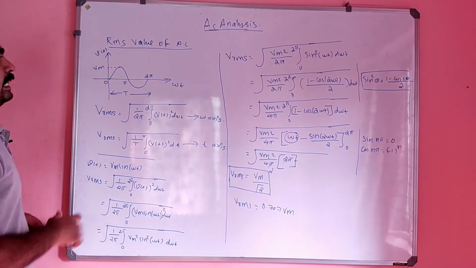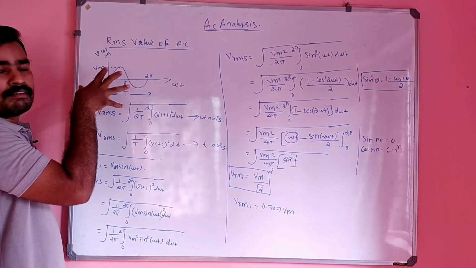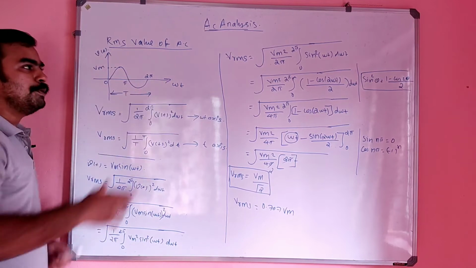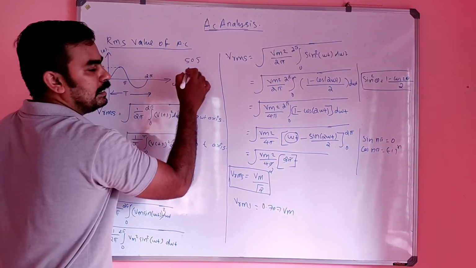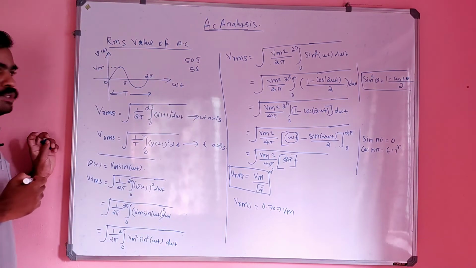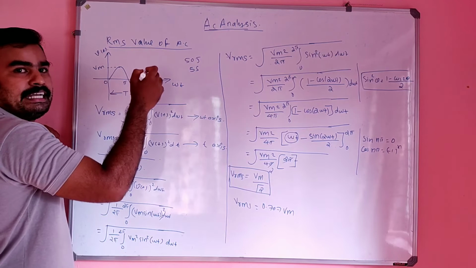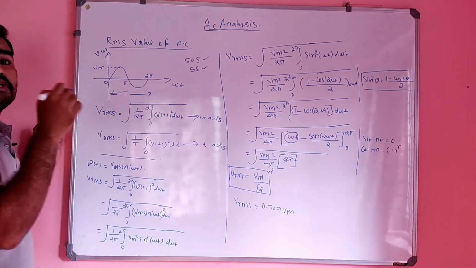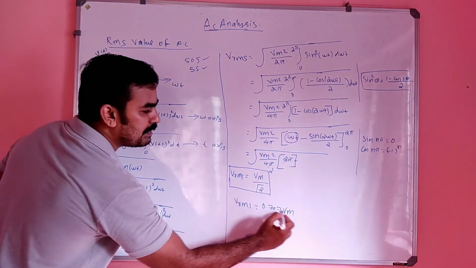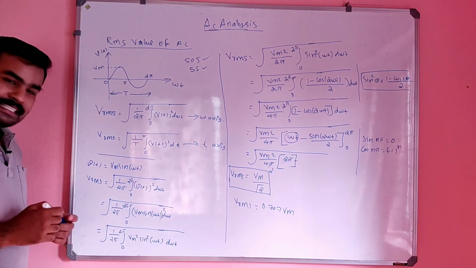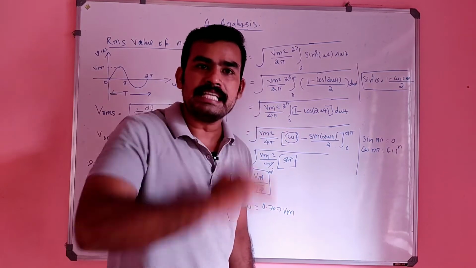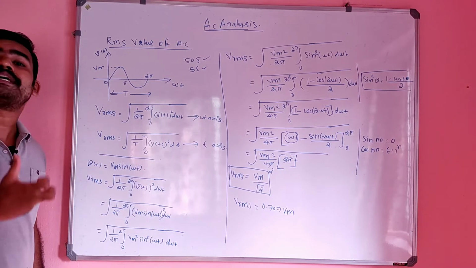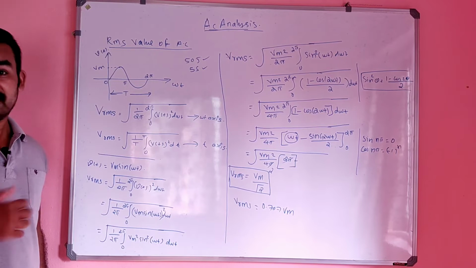That means in a circuit, suppose you give this waveform, this is pure AC, no? If you give this AC to a circuit and it produces, suppose, 50 joules of heat in 5 seconds, then if you give DC voltage instead of this AC for producing 50 joules in 5 seconds, you have to apply only 0.707 times Vm. That means you can apply a lower value of DC to produce the same heating effect as that of AC. That means DC is more effective than AC.